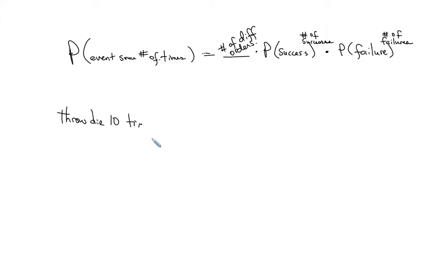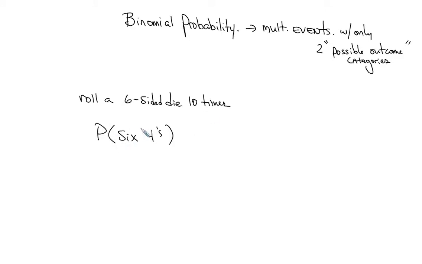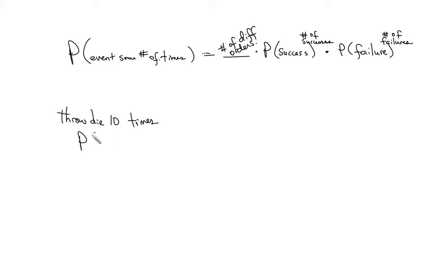This is something that we use with flipping coins, throwing dice, making free throws in basketball, all those kind of things. Winning games in baseball or any other sport. So we say we're going to throw the die 10 times, and we want the probability that we get 6 fours. Probability that we get 6 fours.